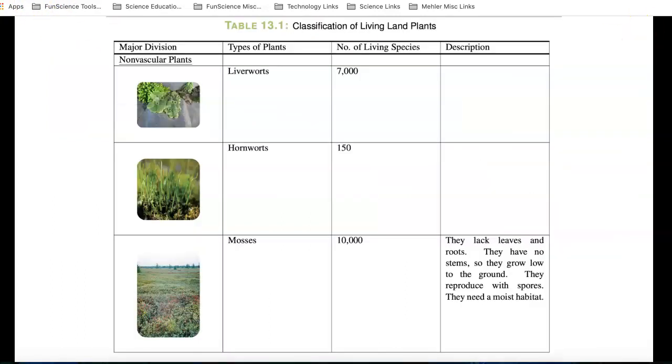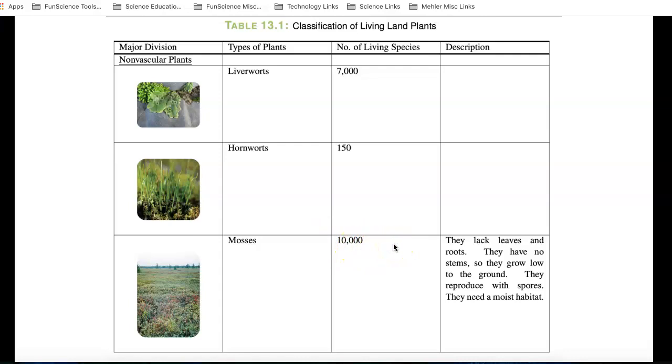So let's take a look at some numbers here. First, we're going to look at the living land plants that are non-vascular. Remember, those are mosses, hornworts, liverworts. So how many living species do we have still around today? For liverworts, we have about 7,000 species. Hornworts, not as many, dramatically lower, about 150 species of hornwort. And mosses, we have about 10,000.